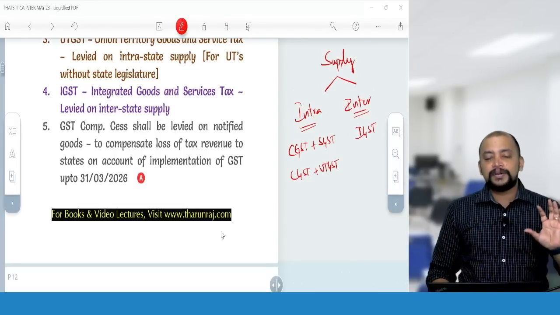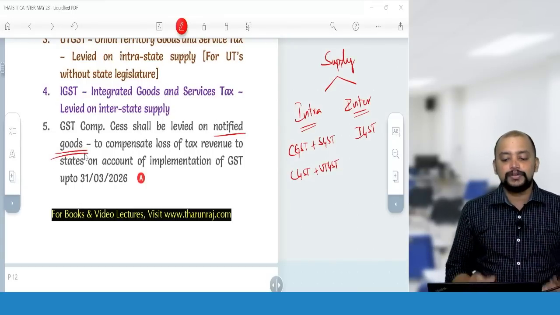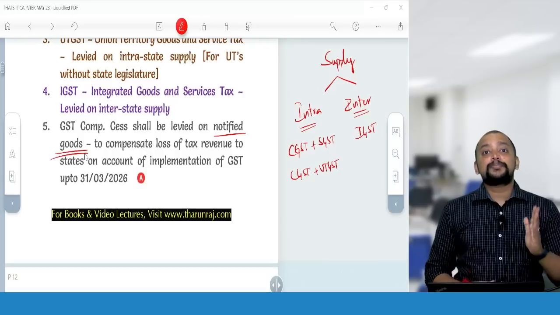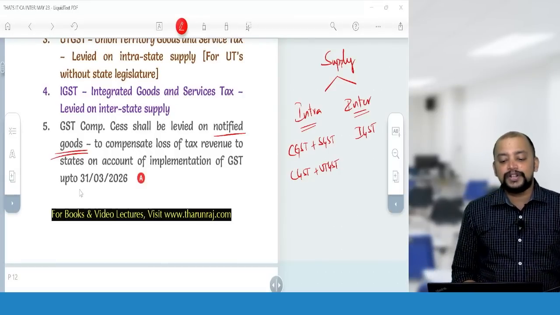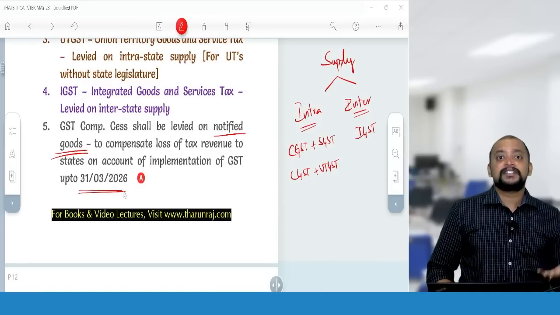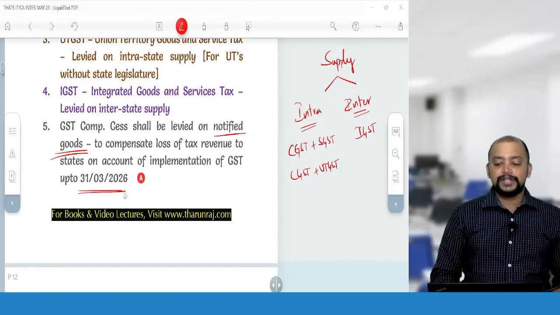But this GST compensation cess is not on all goods. This is only with respect to notified goods. And this GST compensation cess is levied up to a period of 31st March 2026. That is an amendment. Previously it was for a period of 5 years, and the 5 years got over. Now they extended it up to 31st March 2026.